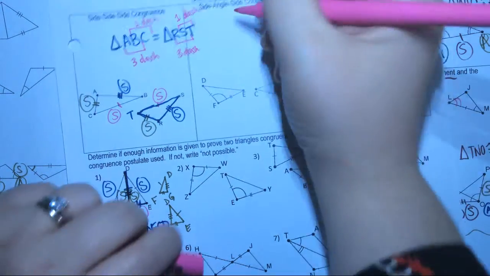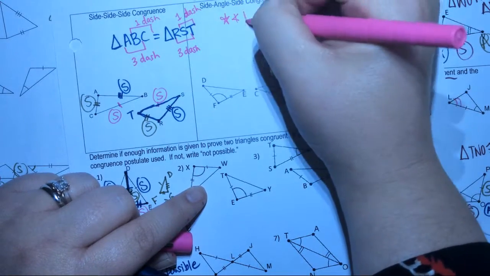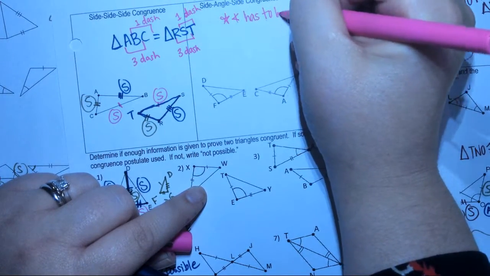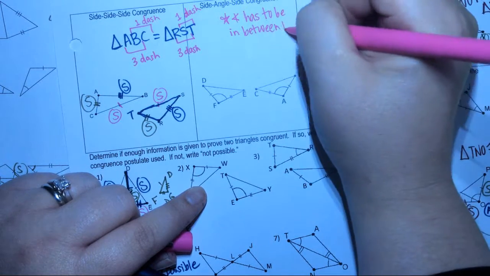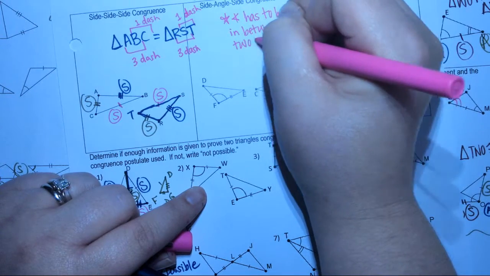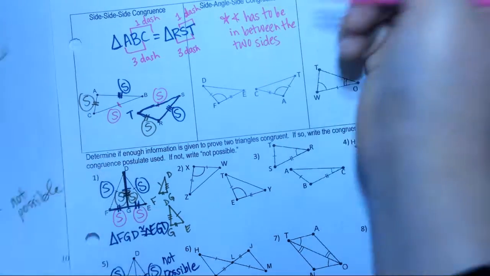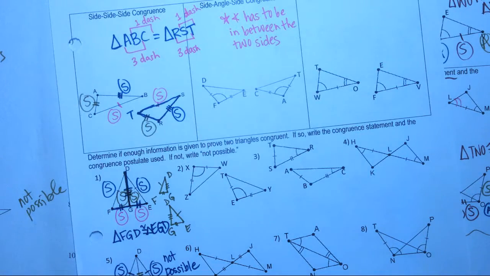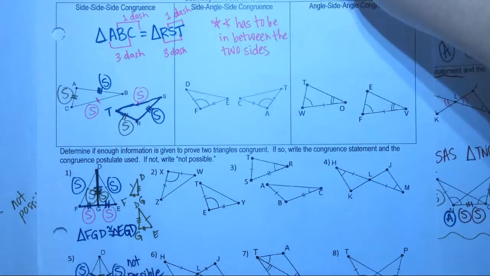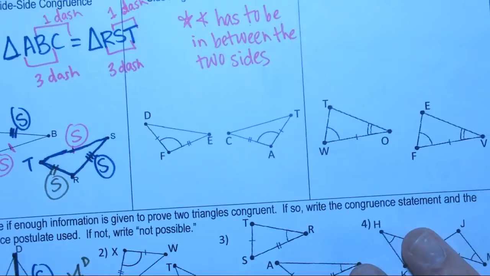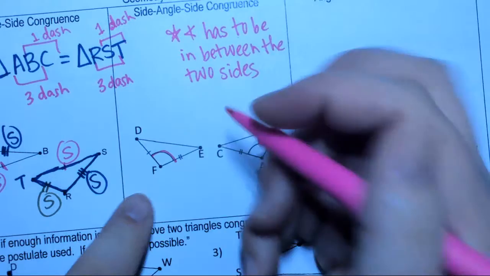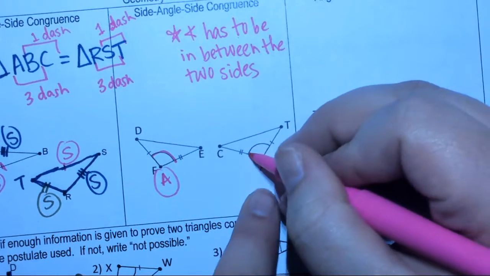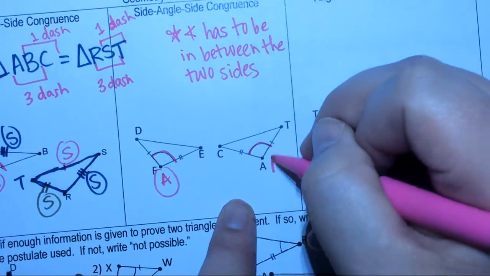Side, angle, side. So the thing I would write a note to myself on is the angle has to be in between the 2 sides. If you want to add an or else, you can. Like, we're super serious. The angle has to be in between the 2 sides. So the angle F is in between the 2 sides that are marked. The angle A is in between the 2 sides that are marked.